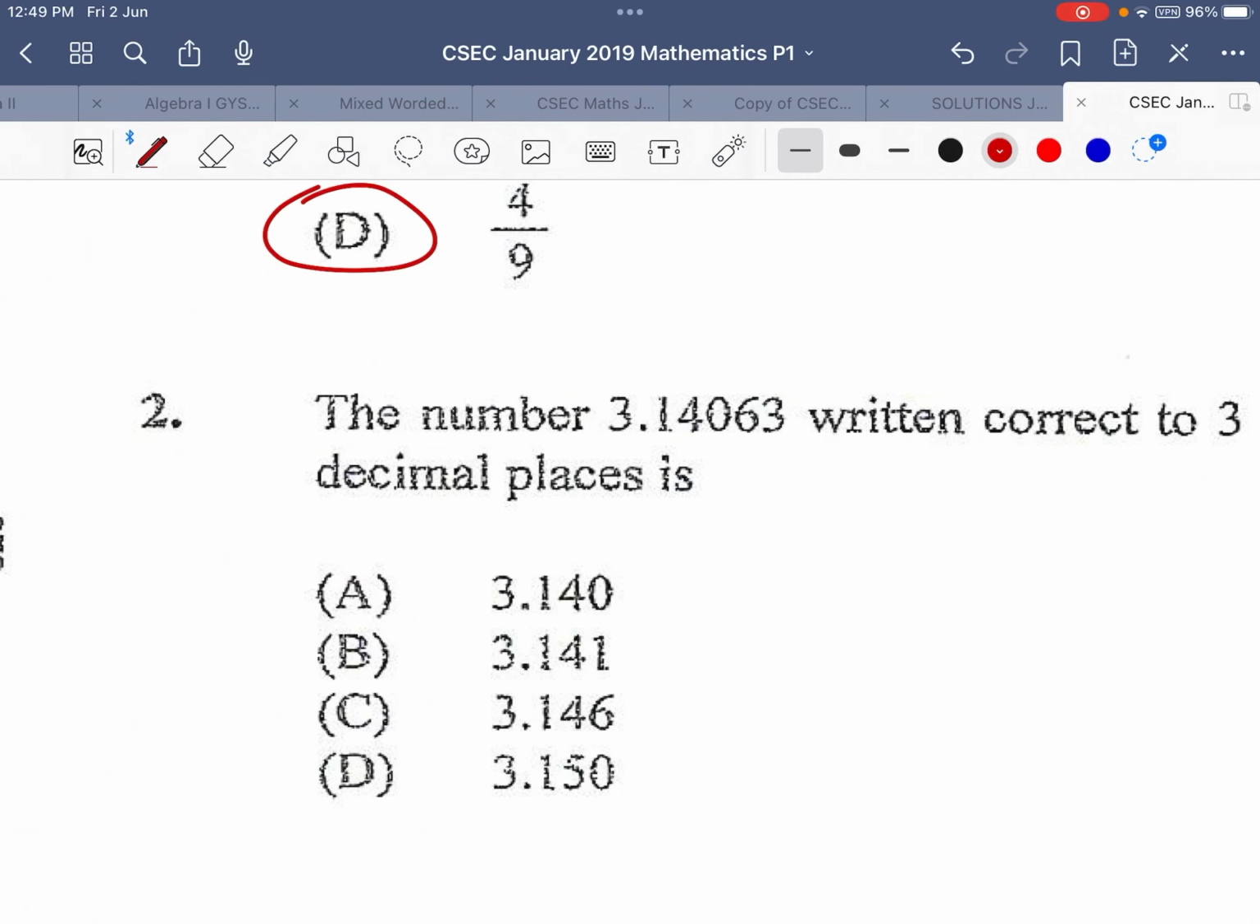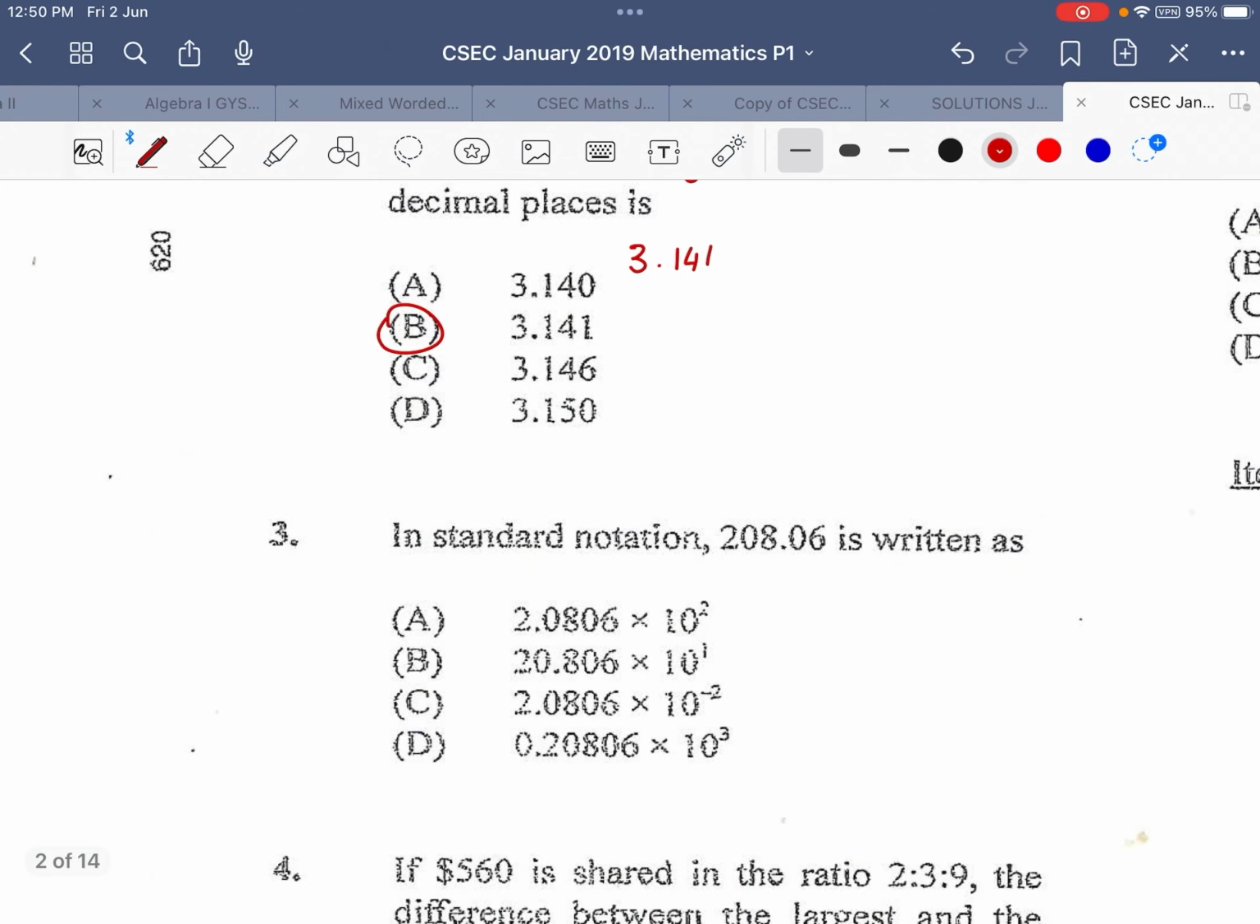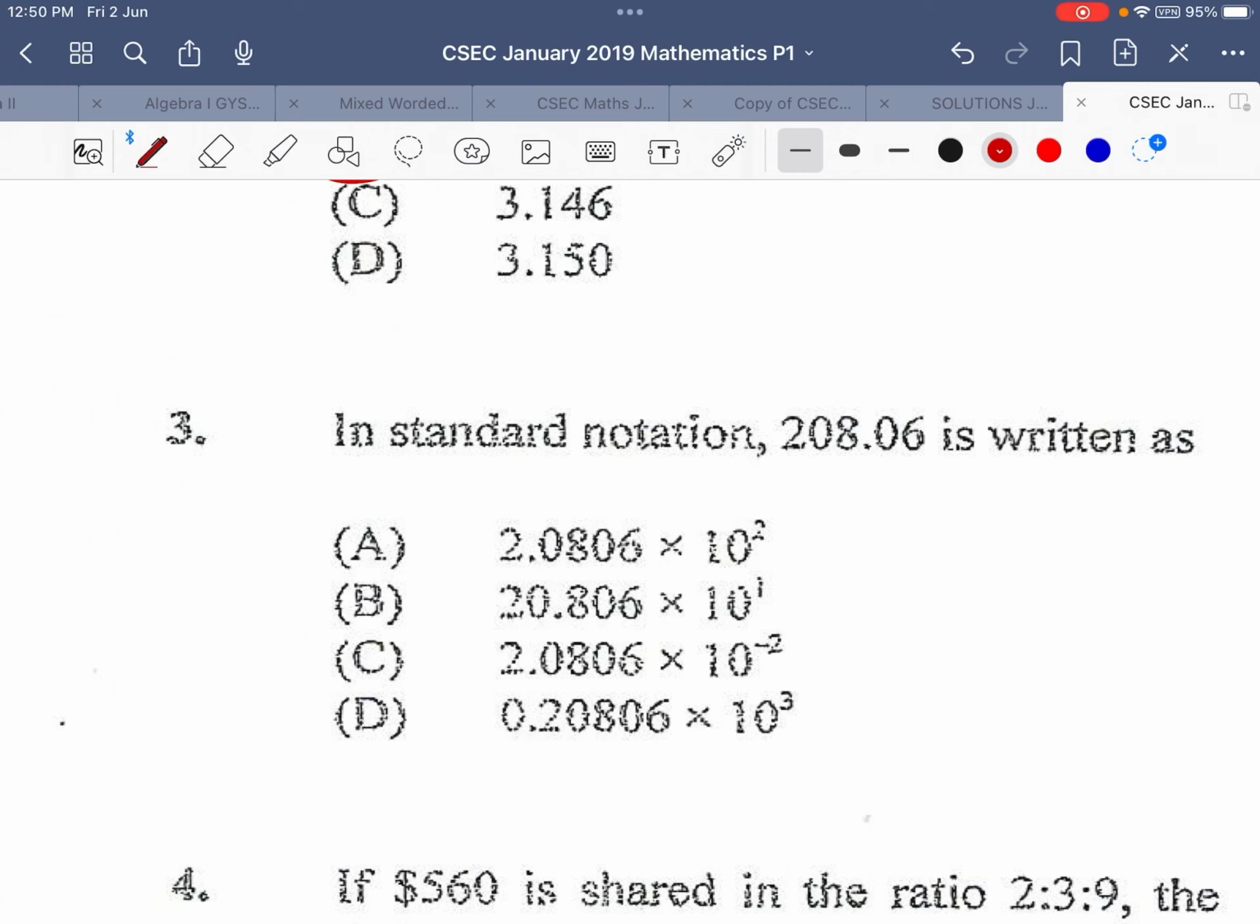Question 2, the number 3.14063 written correct to 3 decimal places is, so this is the third decimal place here, which is what we will be rounding off, and this number is 5 or more, so we need to add 1, so we end up with 3.141. Everything else gets replaced with a 0. So that's B, 3.141.